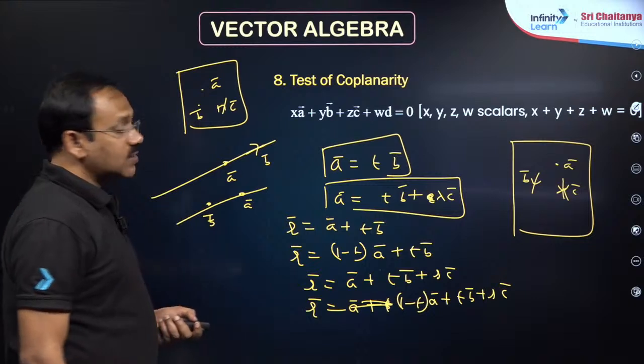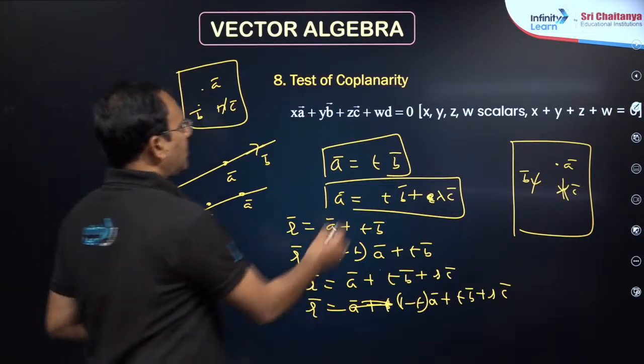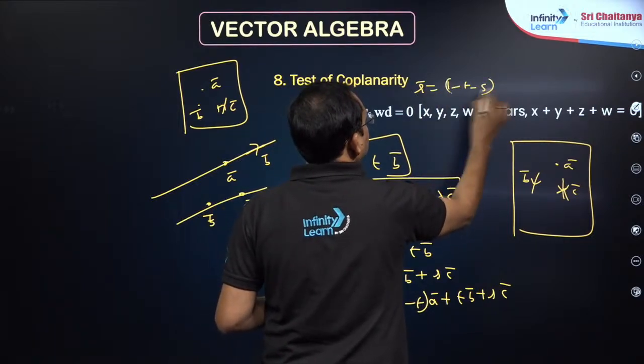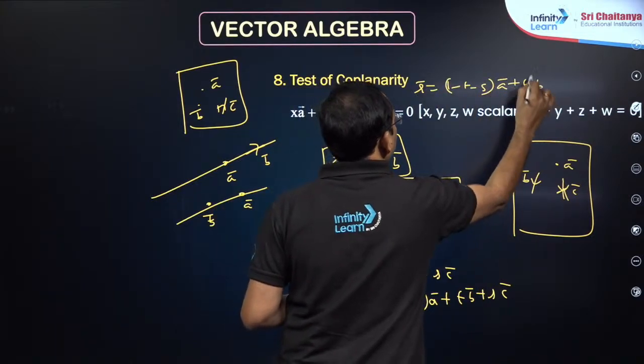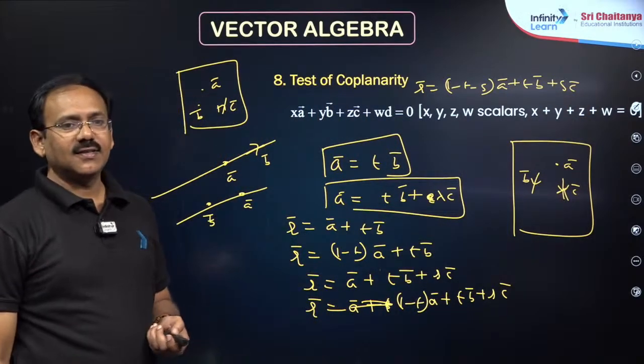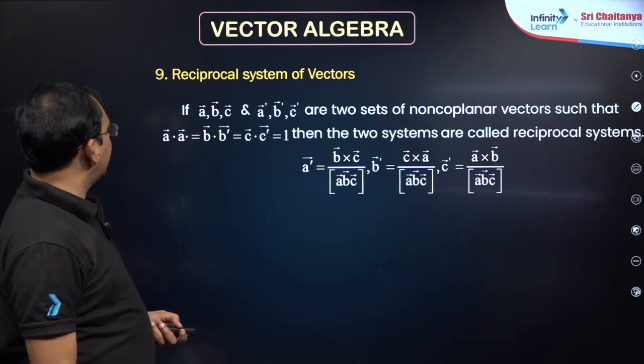If you want equation of a plane passing through 3 points A bar, B bar, C bar, you can write R bar is equal to (1 minus T minus S) into A bar plus T B bar plus S C bar. Okay, right dear students, right. So these things will help you.